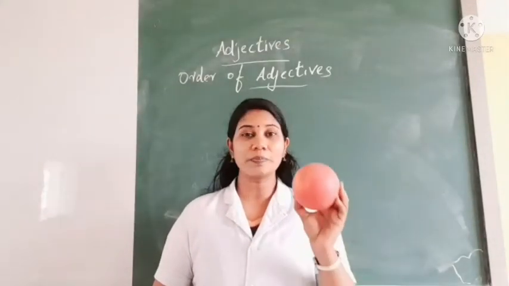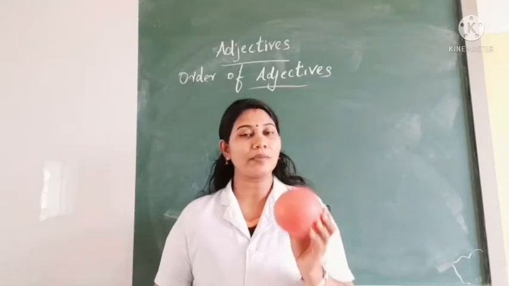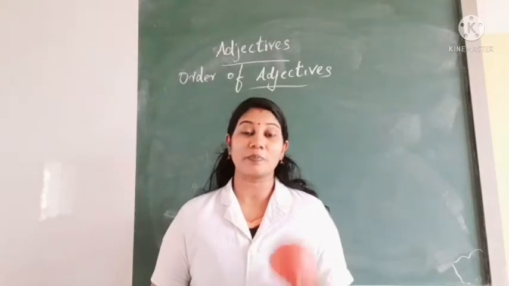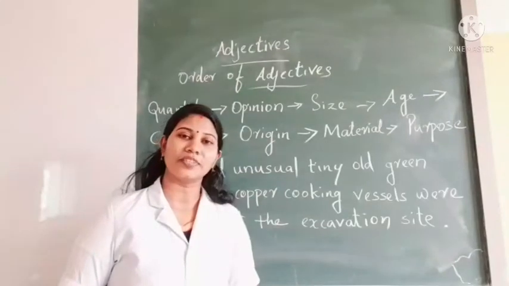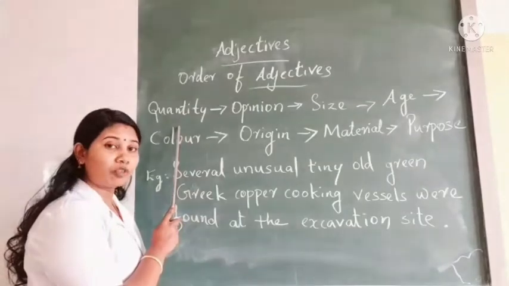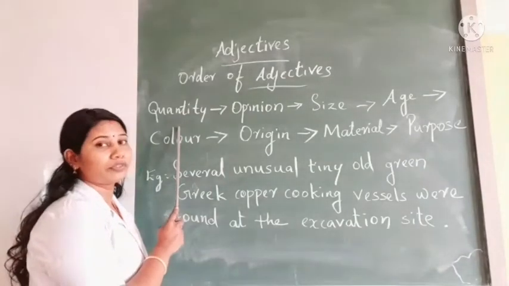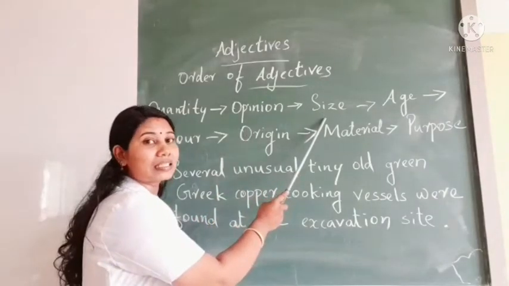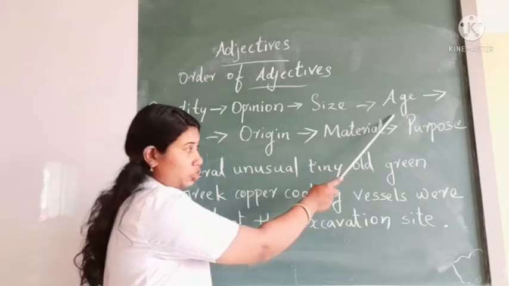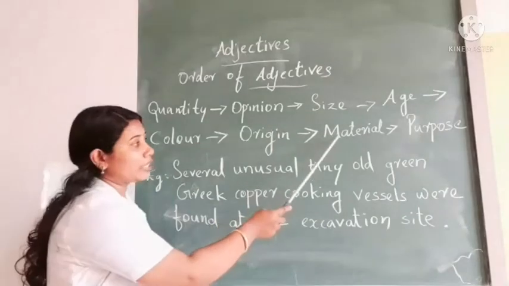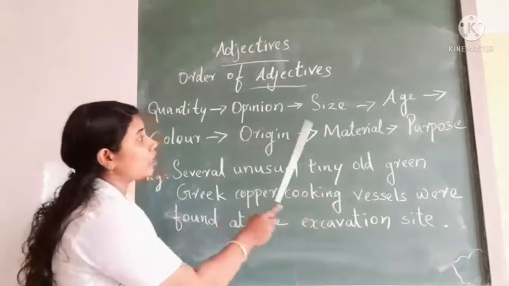Children, there is an order to place the adjectives to describe a noun or pronoun. Let's learn what is the order for placing the adjectives. According to the order, first one is quantity. We have to mention the quantity of the noun or pronoun. Second one is opinion. Third one is size. Then age. Next one is color. Then origin, material, purpose. This is the order we have.